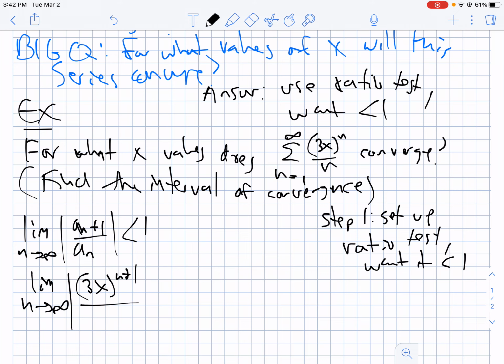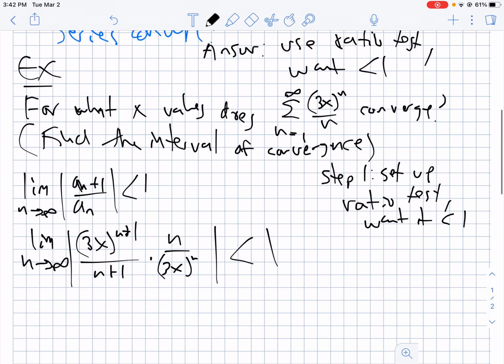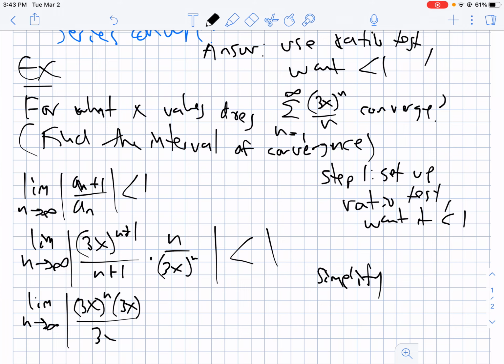So 3x to the n plus 1 over n plus 1 times n over 3x to the n. And again, because we want this to converge, we want it to be less than 1. So just like how we always want to get in the habit of writing the limit and the absolute value at each step, we want to write the less than 1 at every step as well. Let's simplify. So like always, I'll put my leading terms together. So I'll have a 3x to the n times a 3x to the first power divided by a 3x to the n power times n over n plus 1.